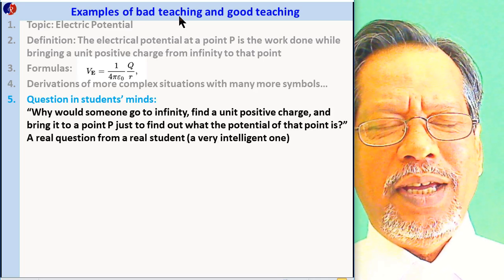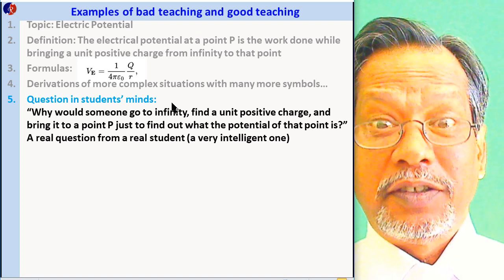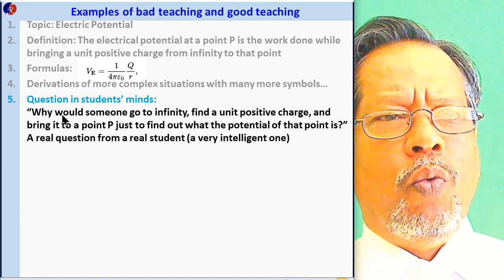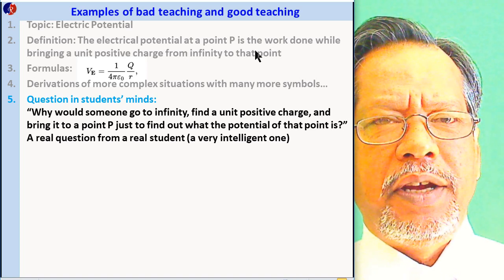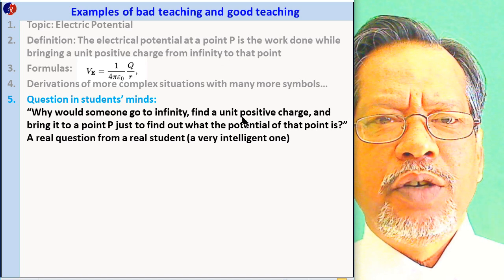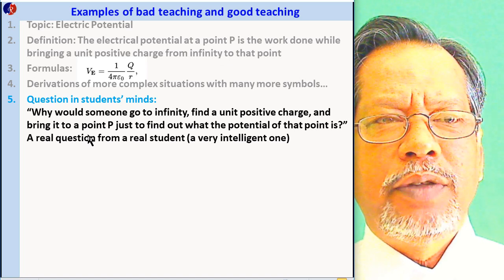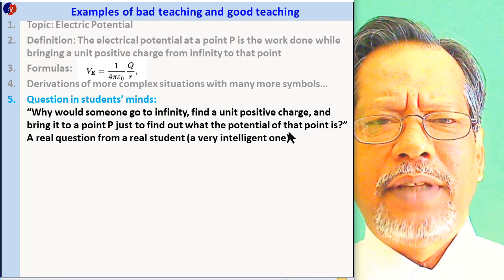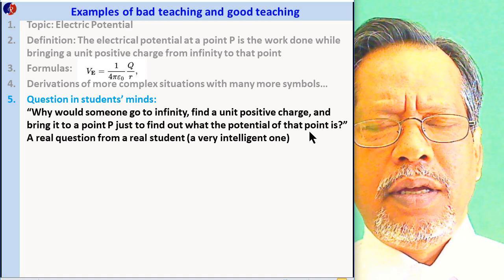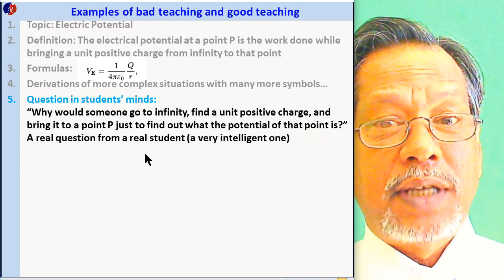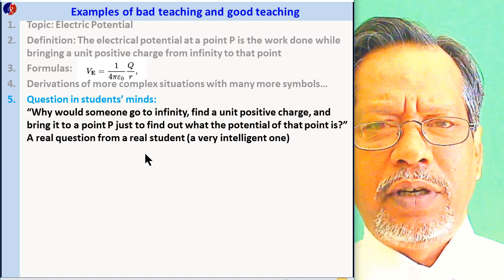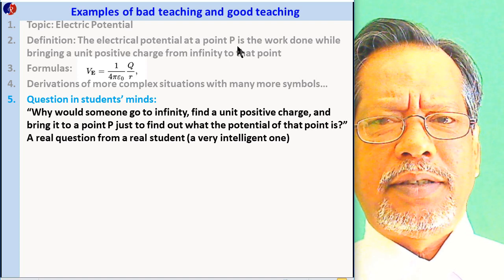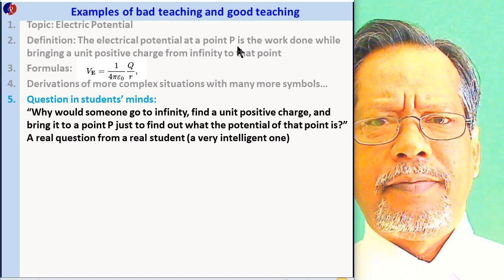Students, right in the beginning, think like this. This is a real example. Many students have asked me, why would somebody go to infinity, find a unit positive charge, and bring it to that point, P, just to find out what the potential of that point is? This is a real question. Several students have asked similar questions along the same line. It doesn't make sense to them.